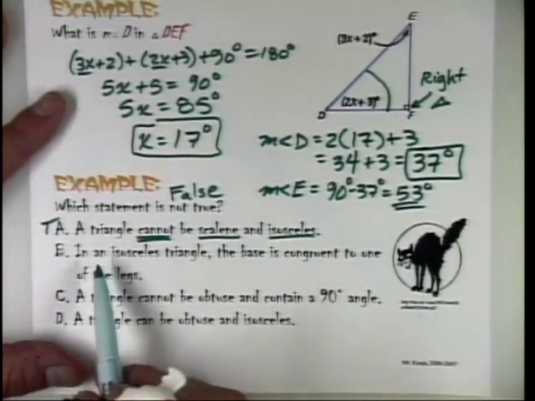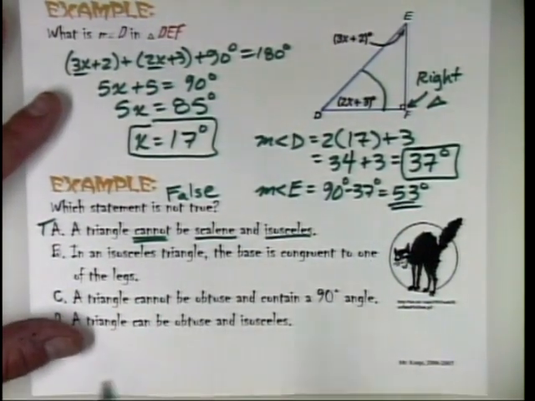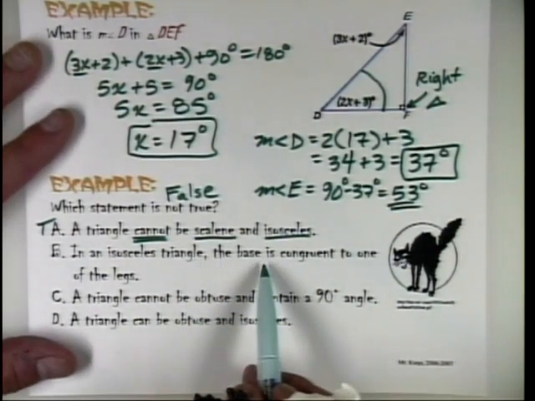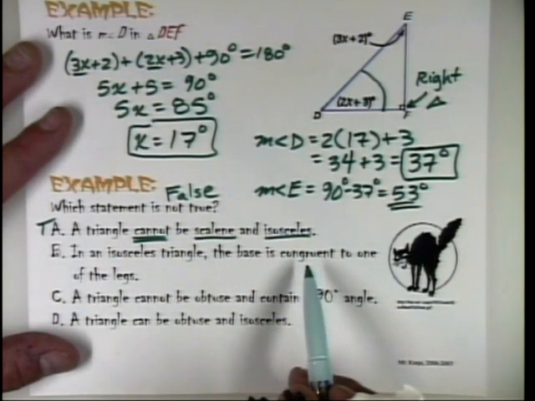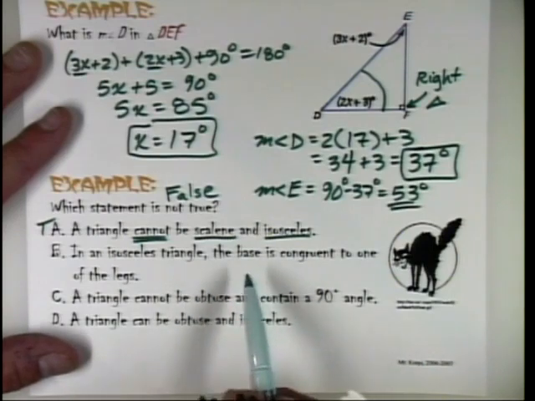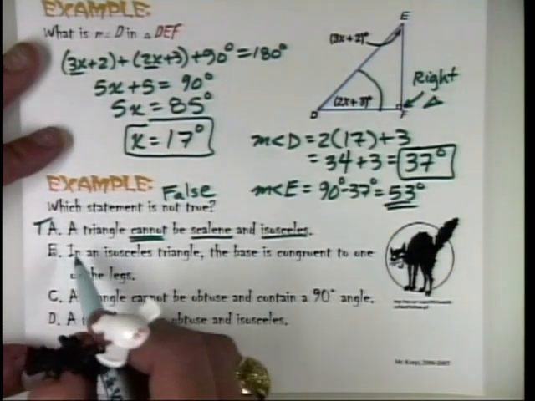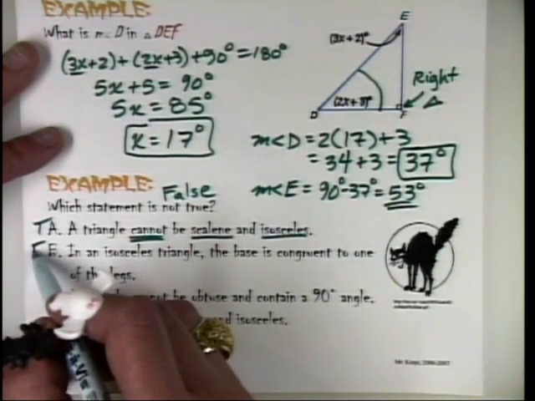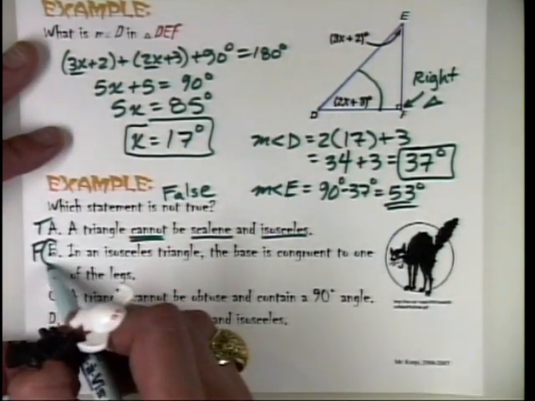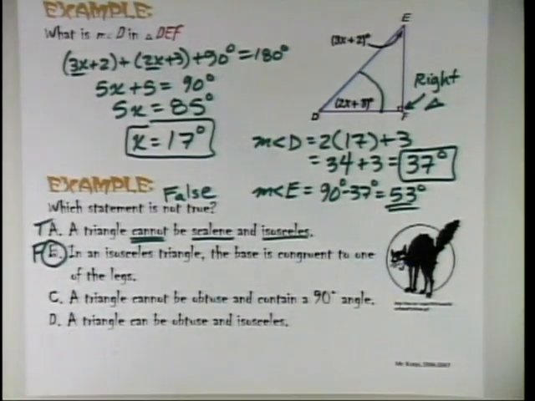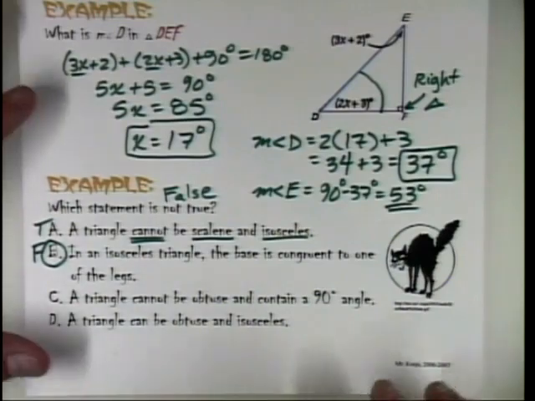Part B. In an isosceles triangle, where at least two sides are the same length, the base is congruent to one of the legs. Well, in general, remember, in an isosceles triangle, the two legs are congruent. The base is only going to be congruent to one of the two legs, or both of the legs, if it happens to also be equilateral. But in general, an isosceles triangle is not equilateral, so I'm thinking that this is a false statement, which is not true. So I'm going to circle it as my answer, but I'm also going to keep going and check the others, just to make sure I got the right choice here.